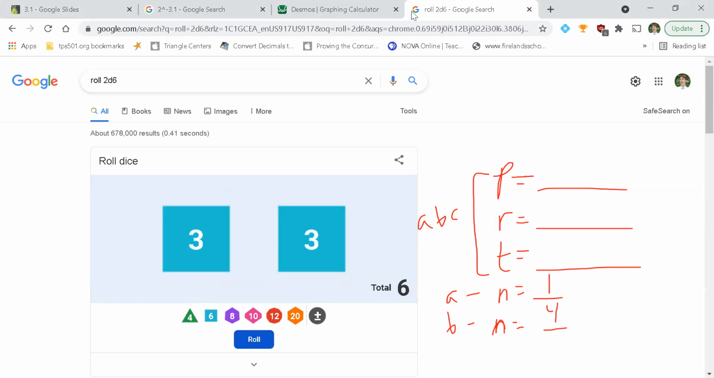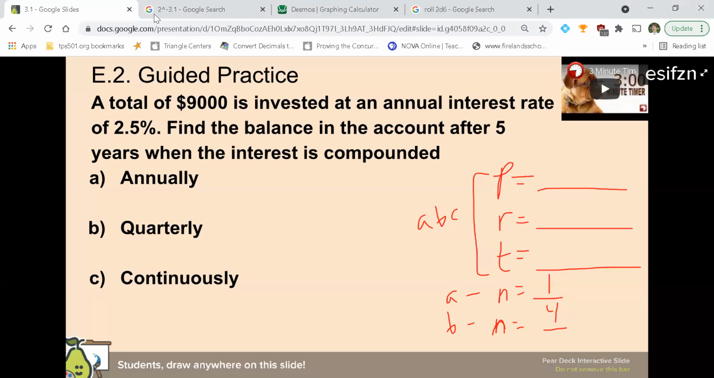Tristan. Yes. 3-3. The dice have decided. Tristan, what is the P, principal? 9,000. Actually, I can do R and T too. Have at it. What's R? R is 0.025. Hey, good job. All right, what's T? T is 5. Yay.